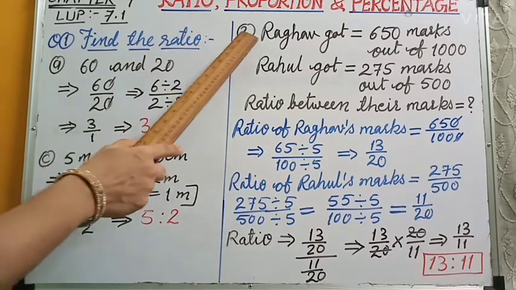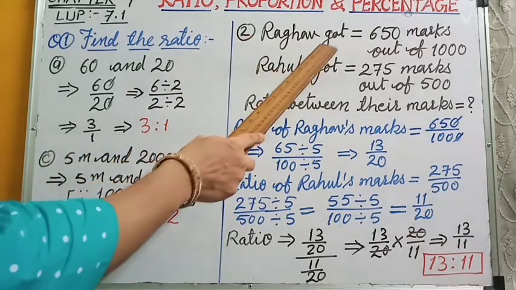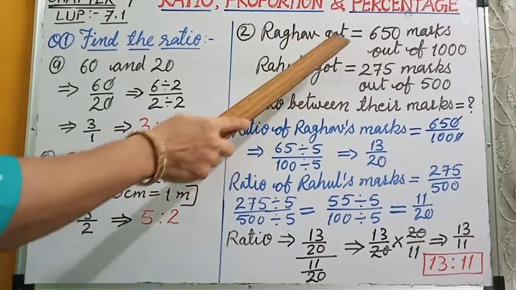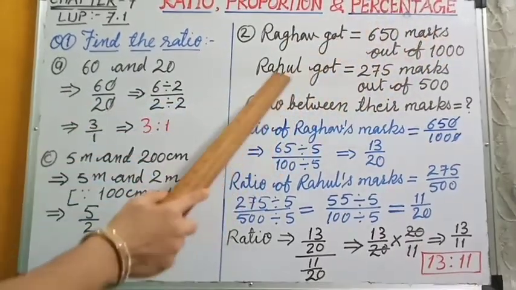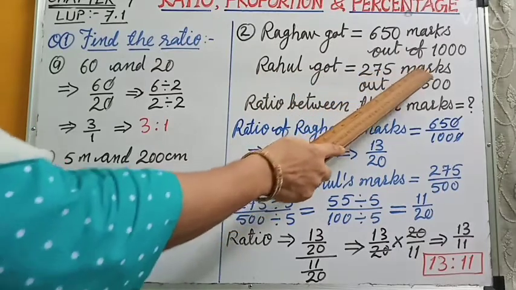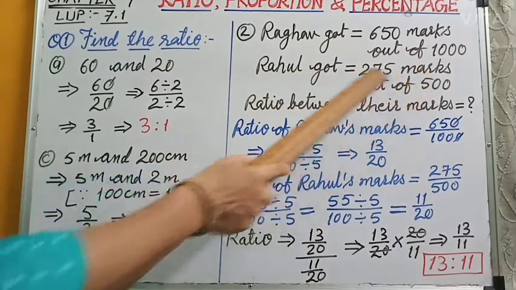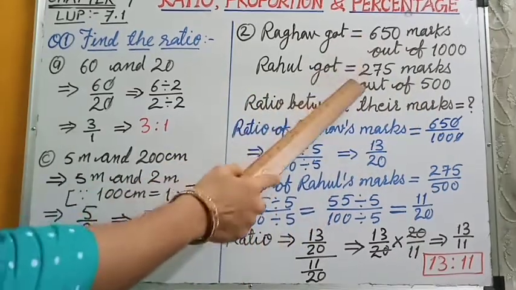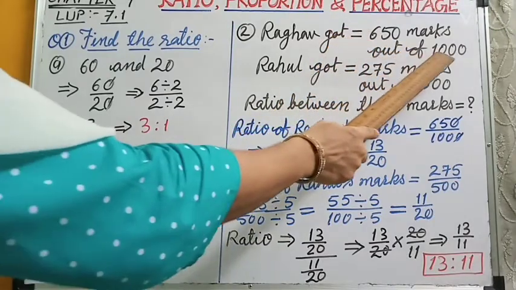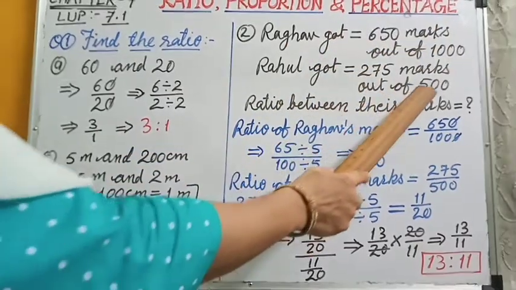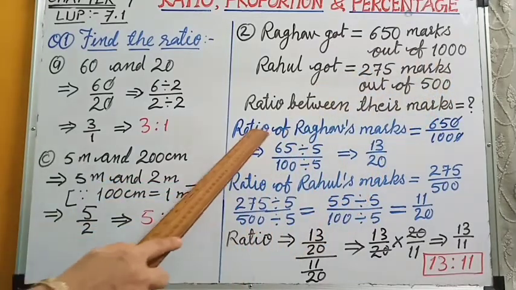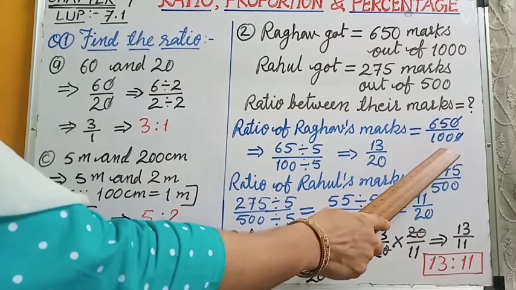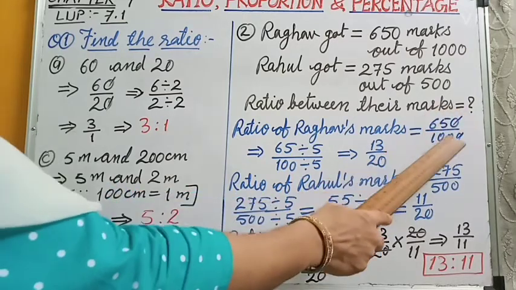Here, this is a word problem. Raghav got 650 marks out of 1000. Raghav's marks are given 650 marks out of 1000. And Rahul got 275 marks out of 500. Now we have to find ratio between their marks. Okay, but here you can see Raghav's marks out of 1000 and Rahul's marks are out of 500. So first we will write ratio of Raghav's marks, 650 divided by 1000. He is getting 650 out of 1000.